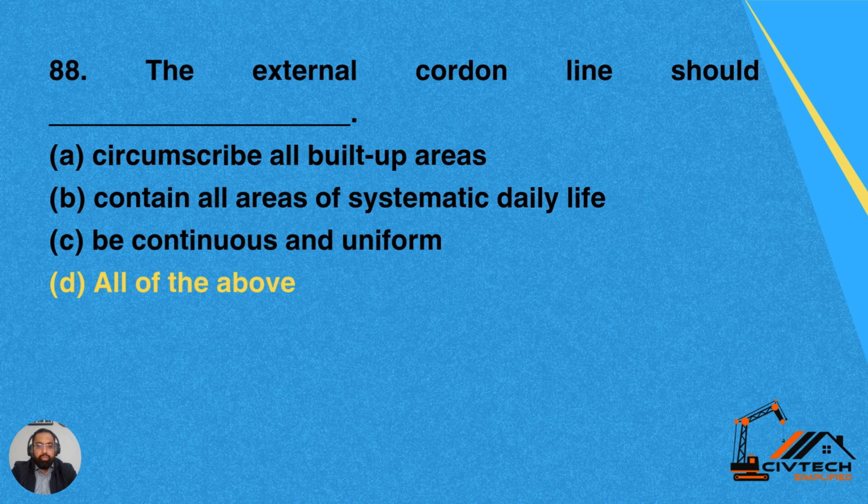88. The external cordon line should be dash. Option A.